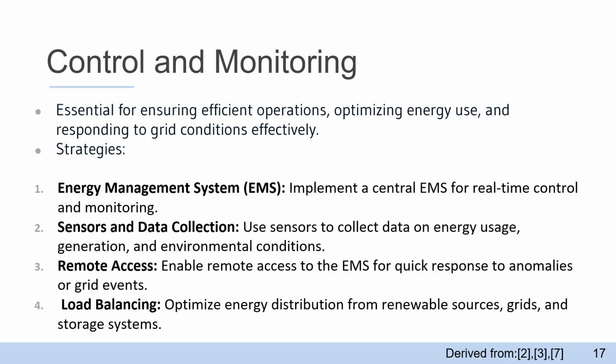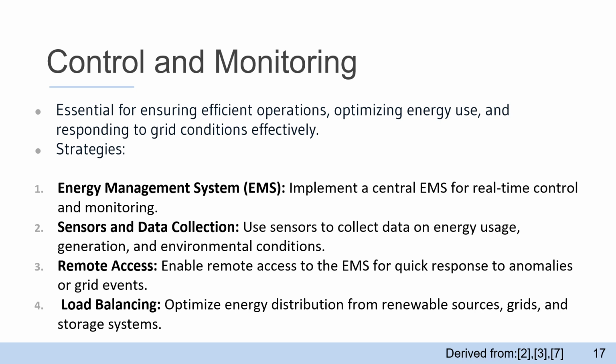Then next is control and monitoring. Control and monitoring is essential for ensuring efficient operations, optimizing energy use, and responding to grid connection effectively. The main strategies required for control and monitoring are: first, the energy management system, the EMS. Implement a central EMS for real-time control and monitoring.